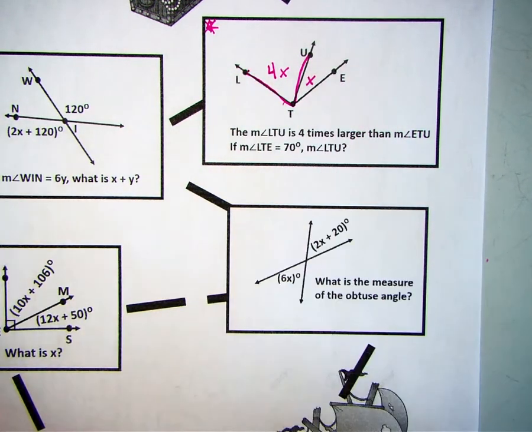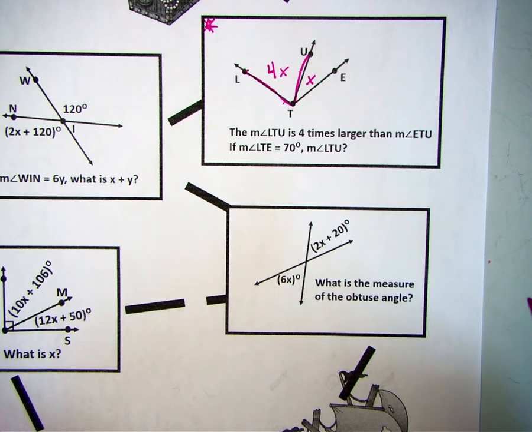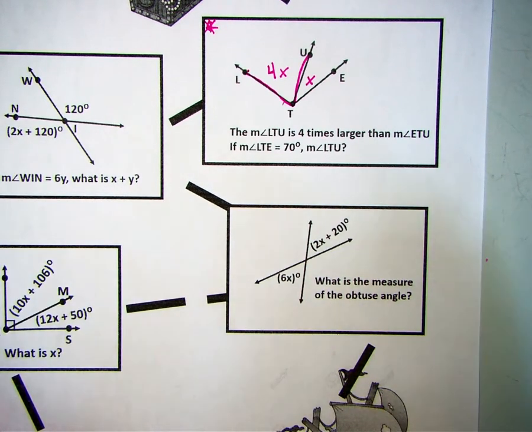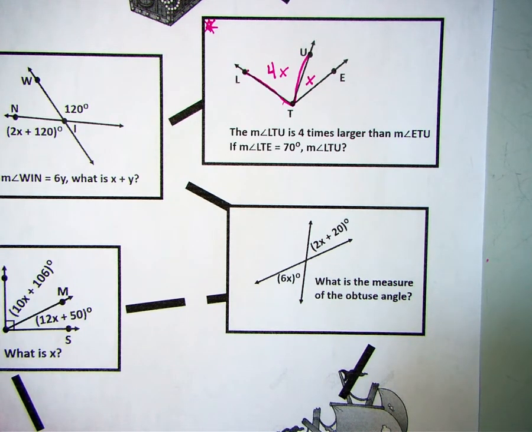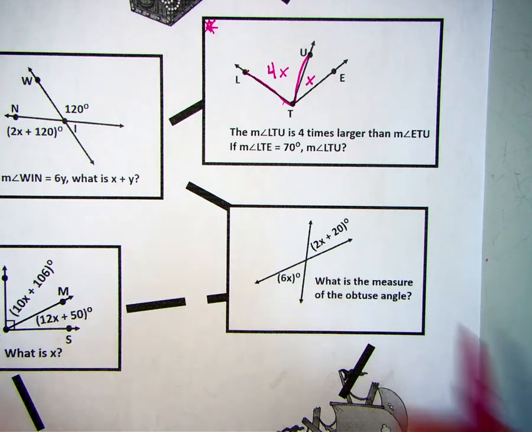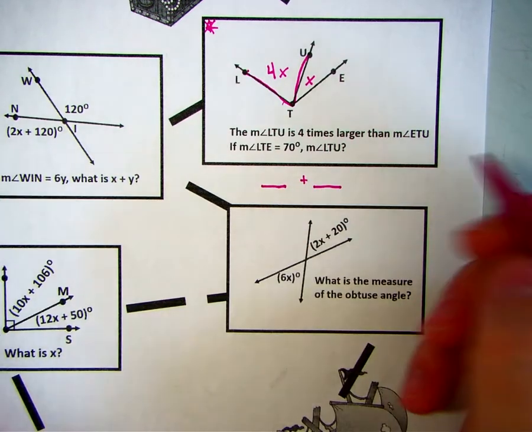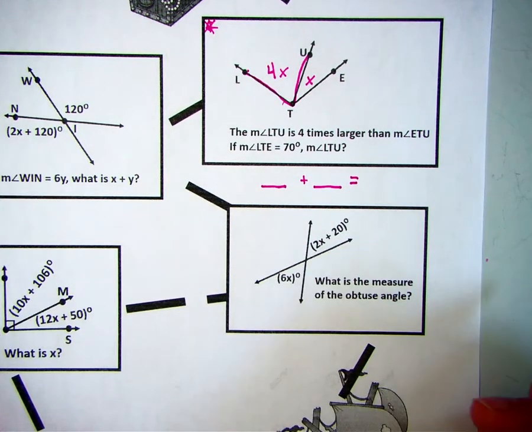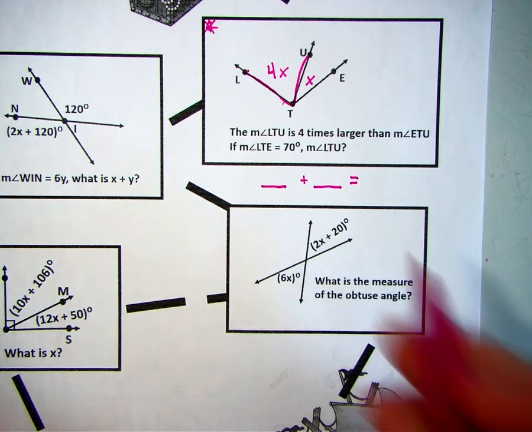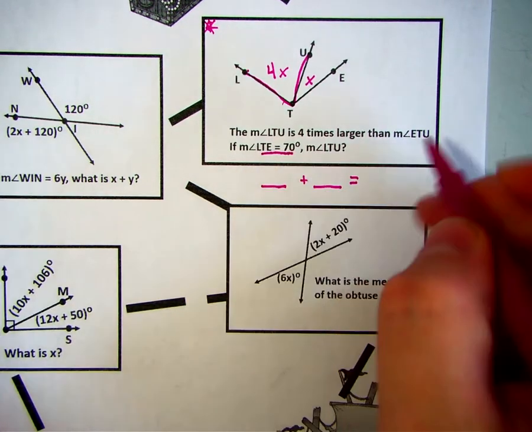LTE is 70 degrees. Well, it's not 90. It's not 180. And they're definitely not two intersecting lines with opposite angles for them to be vertical angles, which leaves our only remaining classification, which was adjacent angles. And we've talked about in class that adjacent angles are two angles, something plus something else, that are going to equal a given value. In this case, the given value is 70 degrees.